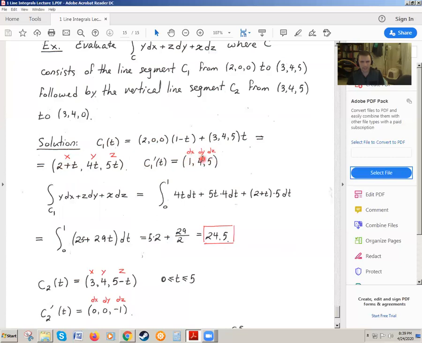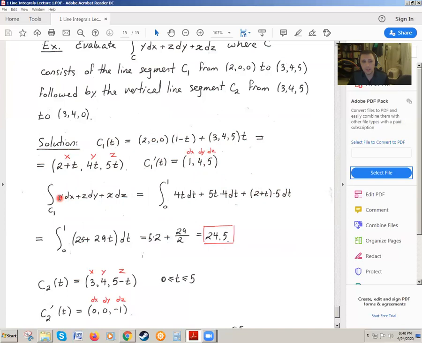I say this is dx, dy, dz, but what I truly mean is that this number times dt will be dx, this number times dt will be dy, and this number times dt will be dz. So I have dx, I replace it by 1 times dt. I have dy, I replace it by 4 times dt. And finally, dz is 5 times dt. I put it over here. So I now took care of my dx, dy, and dz.